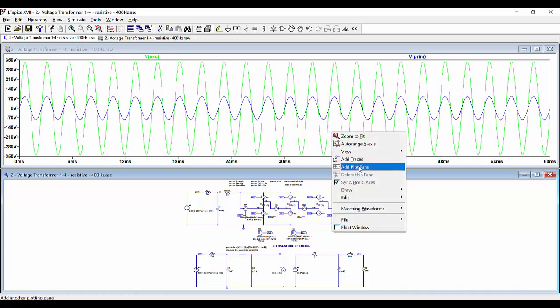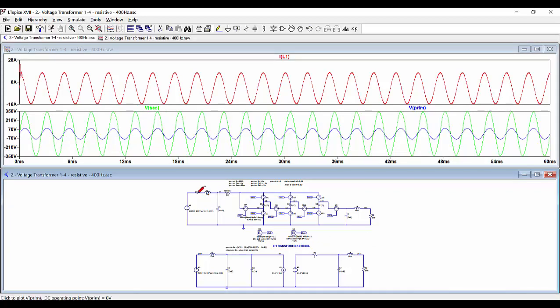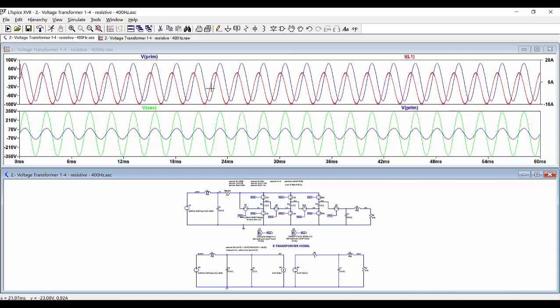We can even add another pane and add, if we like, the input current, the input voltage, showing the capacitive behavior, and then we can compare it with the input current here.